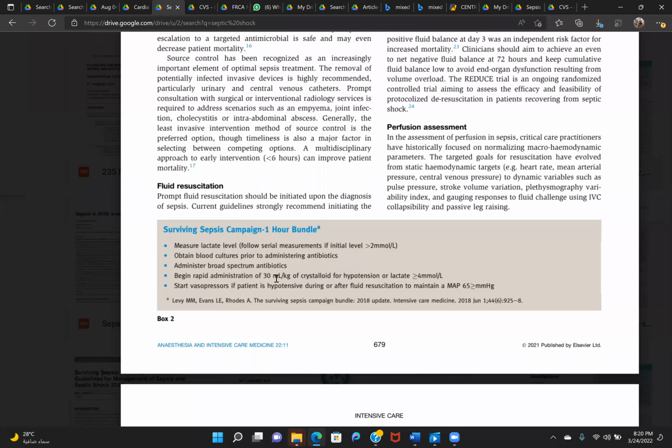So just tell me one thing, how do you administer the fluid? Do you start with 30 ml per kg? It is a big amount. Not every patient will be an isolated case with the isolated thing. There will be some comorbidities in the majority of patients.